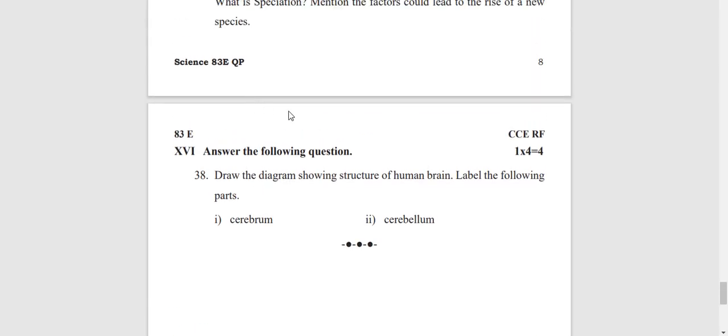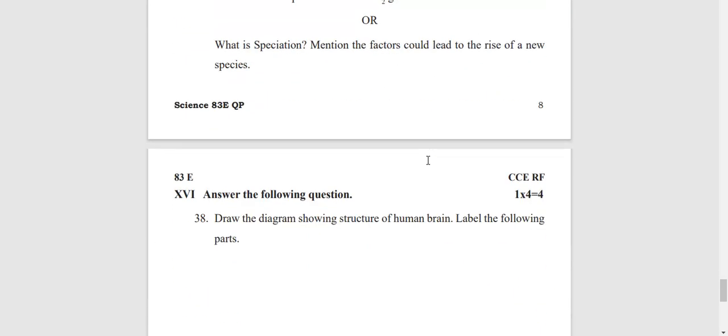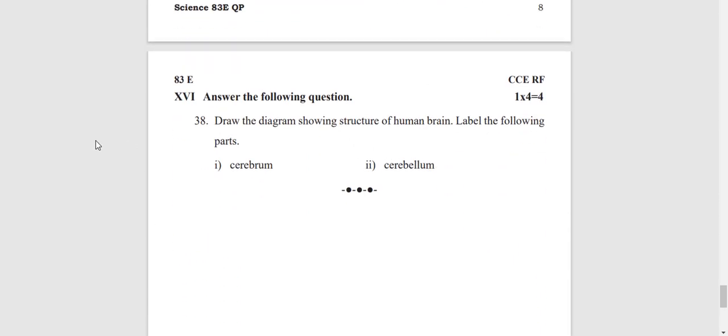Now, in biology, only one question is there which is carrying 4 marks. 5 marks question will not be asked from biology section. Draw the diagram showing the structure of human brain. This is the most important diagram from your textbook, right, from biology. Label the following parts. You will draw human brain, and after that you have to label cerebrum and cerebellum in that. No need to label anything else, only you have to label these 2 parts, but the diagram should be proper. Then only you will get full marks, 4 marks.